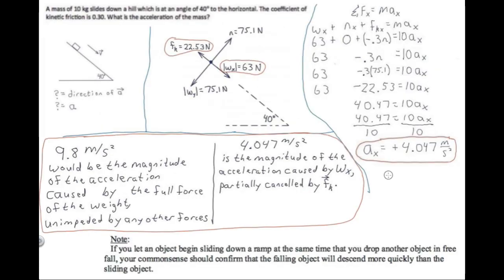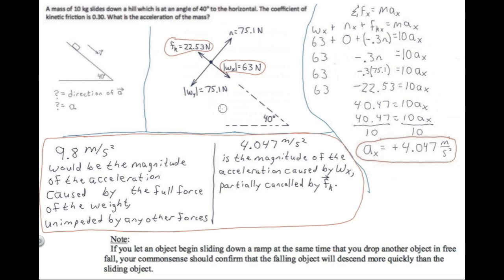On this problem, it's interesting to compare our result for the magnitude of the acceleration with 9.8 meters per second squared, the magnitude of free fall acceleration. Does it make sense that the magnitude of our result for A sub x is less than 9.8 meters per second squared? Well, 9.8 meters per second squared is what the magnitude of the acceleration would be if the acceleration were caused by the full force of the weight, unimpeded by any other forces. That's what free fall means.